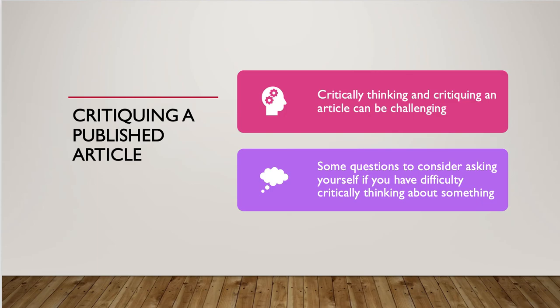So some questions to consider asking yourself if you have difficulty critically thinking about something are: what is this paper talking about? What is this paper trying to show me? And what are the key aspects that are involved in this paper, and the key aspects that involve my specific research field or topic?